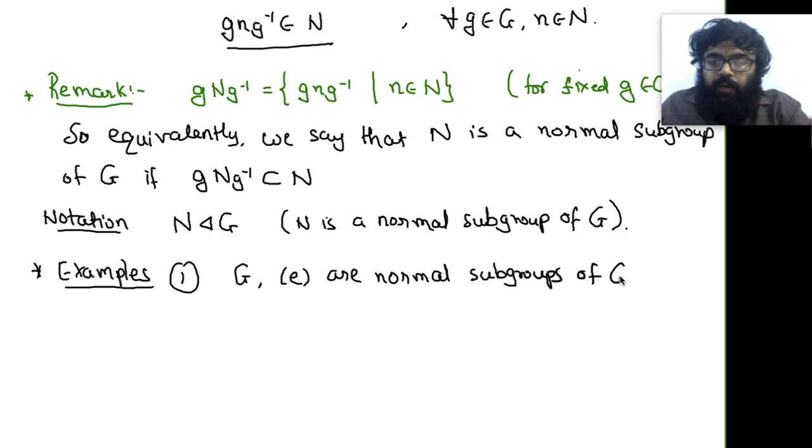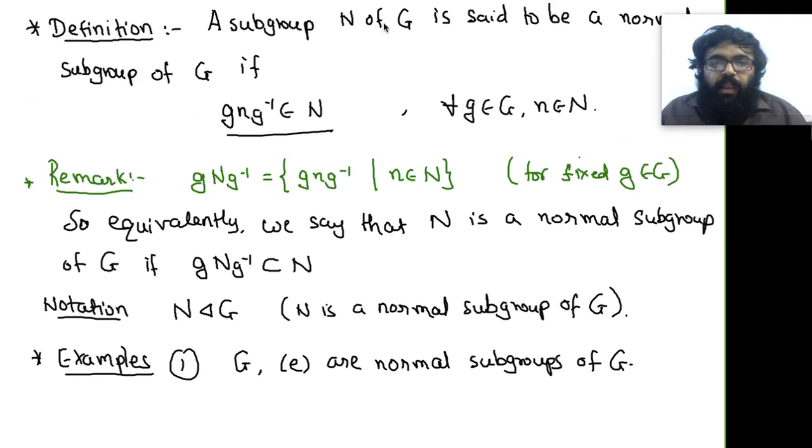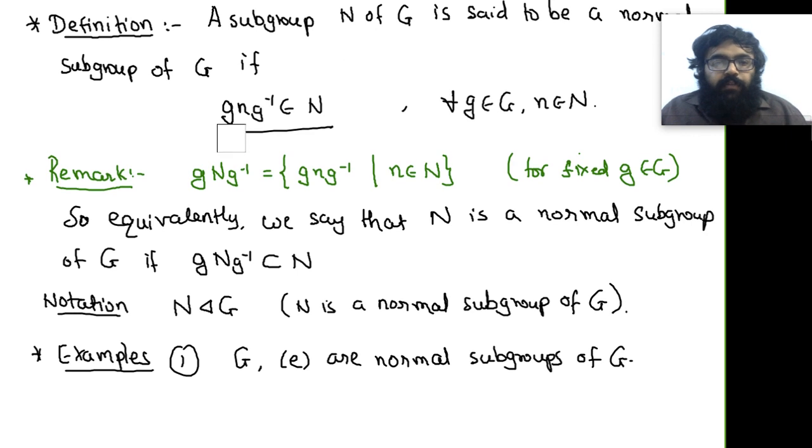G is a subgroup of G, of course. Is G a normal subgroup? Why? What is the condition for normal? N is a normal subgroup if we have g n g inverse belonging to N, for every g in G and for every n in N, the middle element comes from N.